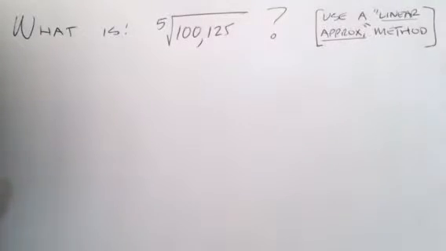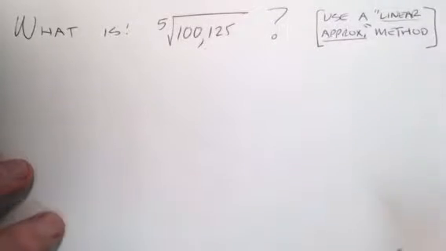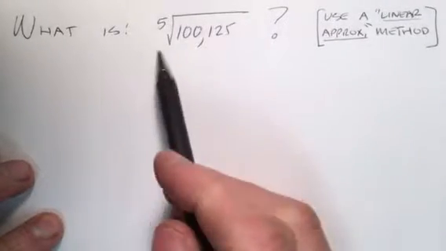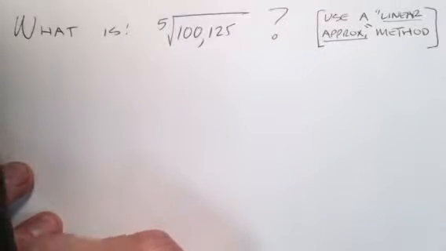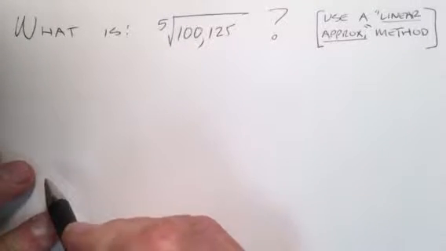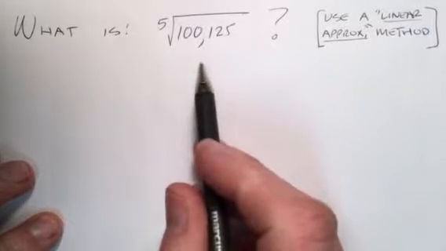Okay, we are going to take a very quick look at linear approximation using derivatives to approximate a number that might be difficult to do just by guess and check. Repeated guess and check of the fifth root of 100,125 would take you a long time.